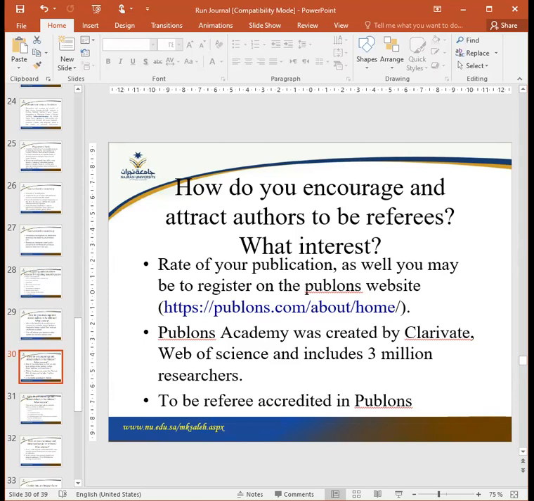To be a referee accredited in Publons, you must pass the referee test. In this test, you will nominate one of the expert referees in your field to arbitrate a previously published paper. The choice to accept you as an arbitrator on Publons is made based on the arbitrator's recommendation.